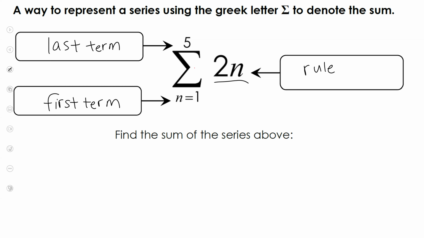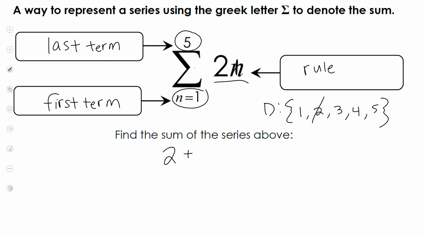So let's find the sum of this series. So that means my domain, I'm going to start with 1. I'm going to plug in all the numbers between 1 and 5. 5 is the last one we're going to do. So guys, if I plug in a 1 right here, what do I get? 2. Plug in a 2, what do I get? 4. Plug in a 3. 2 times 3 is 6. Plug in a 4. 8. Plug in a 5. What do we get? 2 times 5 is 10. Okay, so if you add these all together, you will get 30.